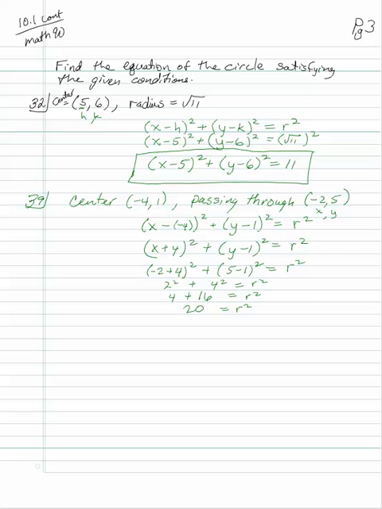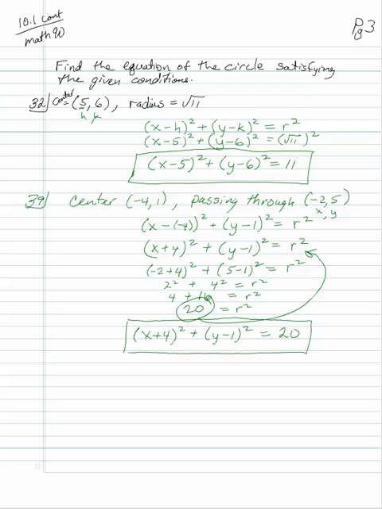Okay, so now we can write the equation. Now we're going to take this r squared is 20 and write it back up there. So x plus 4 squared plus y minus 1 squared equals 20. Remember, the 20 is already squared. R squared is 20.